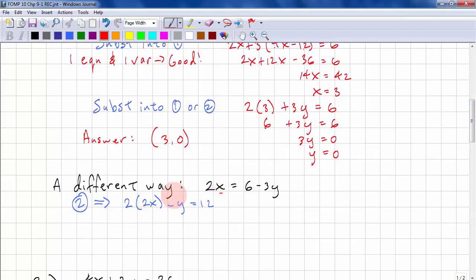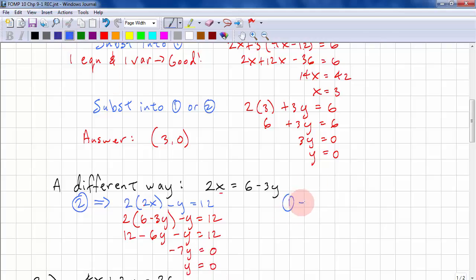Okay, so now we have 2x. We substitute the 2x. We don't always have to have just the variable by itself. We can have a coefficient out front. So 2 times 2x is 6 minus 3y. And minus y equals 12. Now we have 12 minus 6y minus y equals 12. So minus 7y, 12 goes to the other side, becomes minus 12. That's 0. So y equals 0. 0 divided by negative 7 is 0.